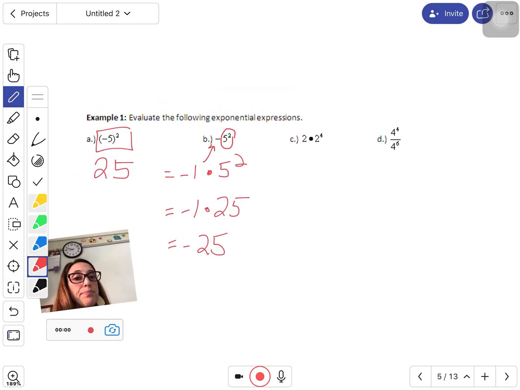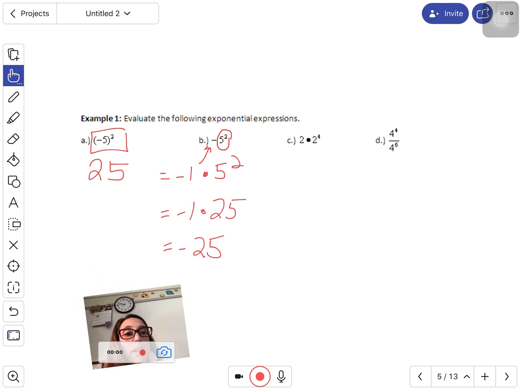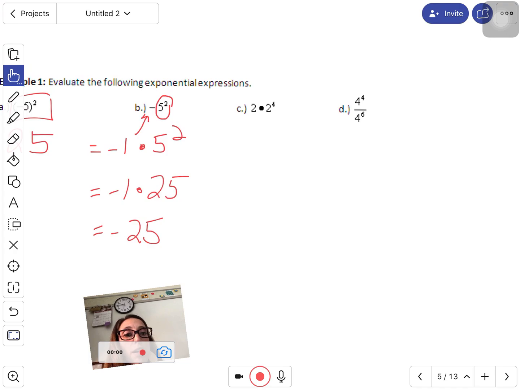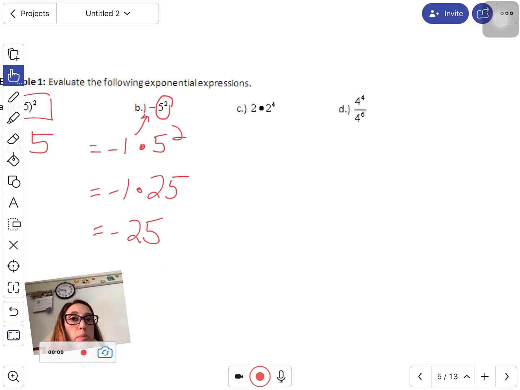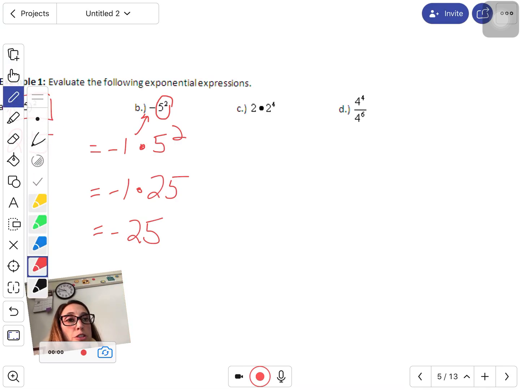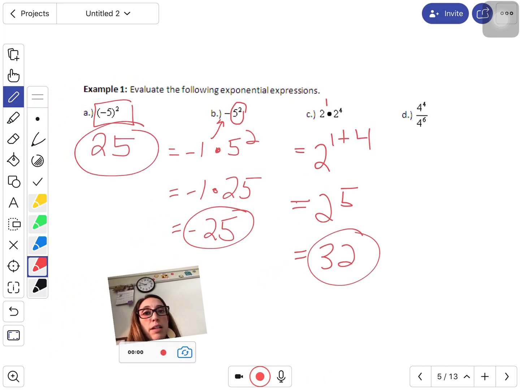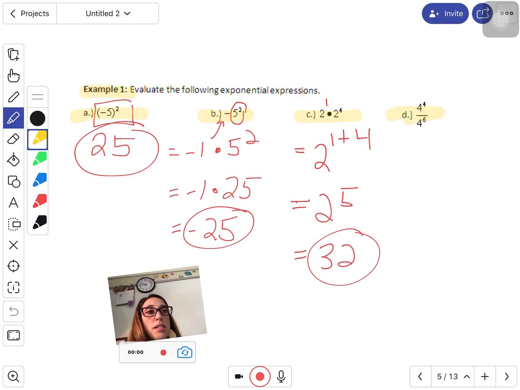Part C, when you look at it, we're going to go ahead and use our addition rule for our exponents. I have basically 2 to the 1st power times 2 to the 4th power. Well, that's the same as 2 to the 1 plus 4, which is 2 to the 5th. And then 2 to the 5th is 32.